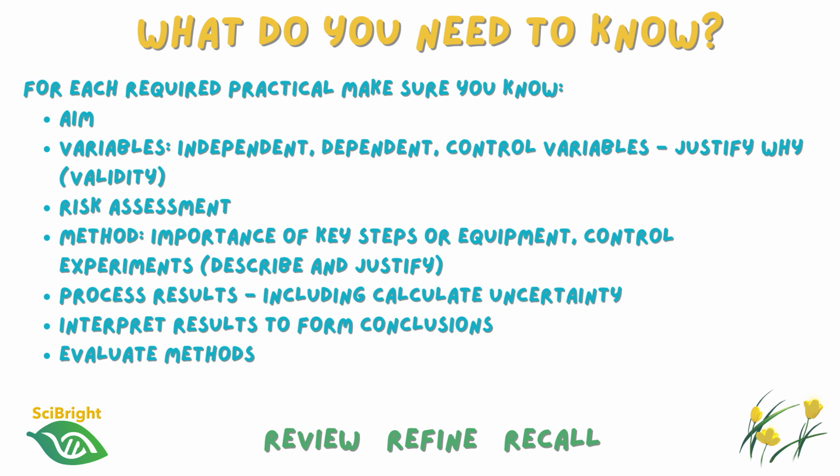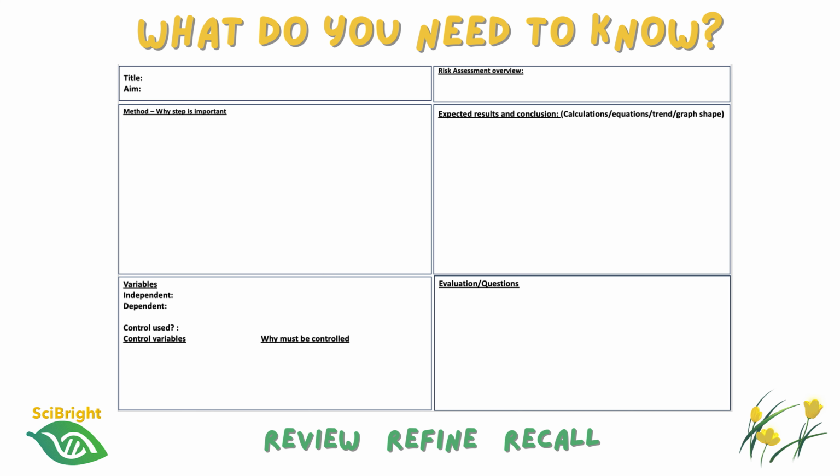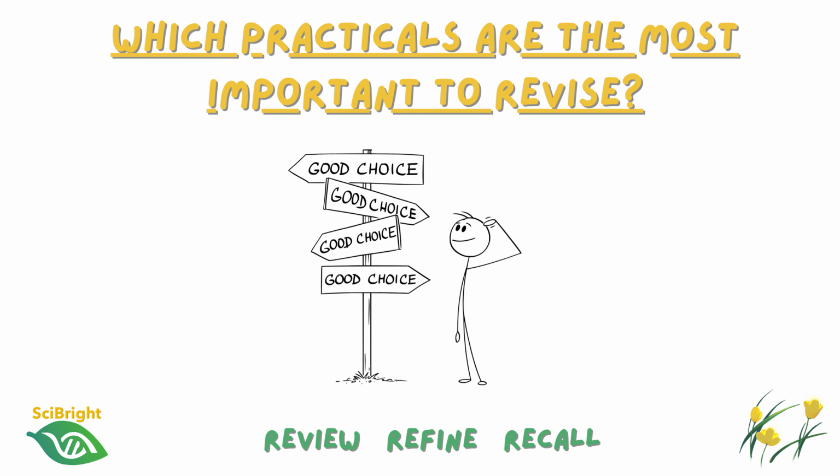It's also possible in an exam that you might have to process or interpret results, or recall relevant equations, maybe explain observations seen, evaluate a method, or perhaps suggest improvements. So, if you're revising, making a summary table a little like this could be very helpful to bring together key information. So let's move on to which are the most important required practicals to revise.